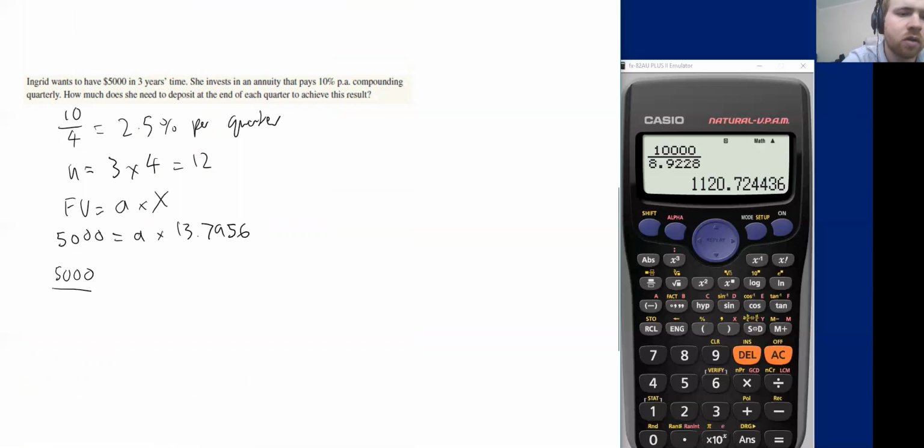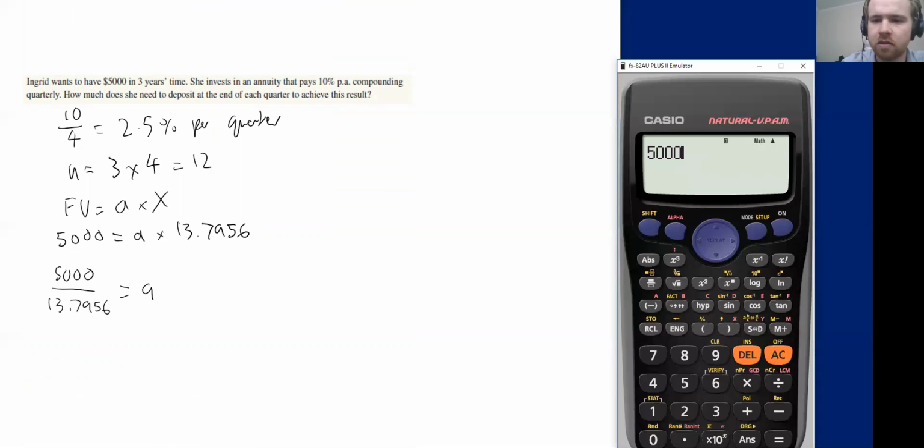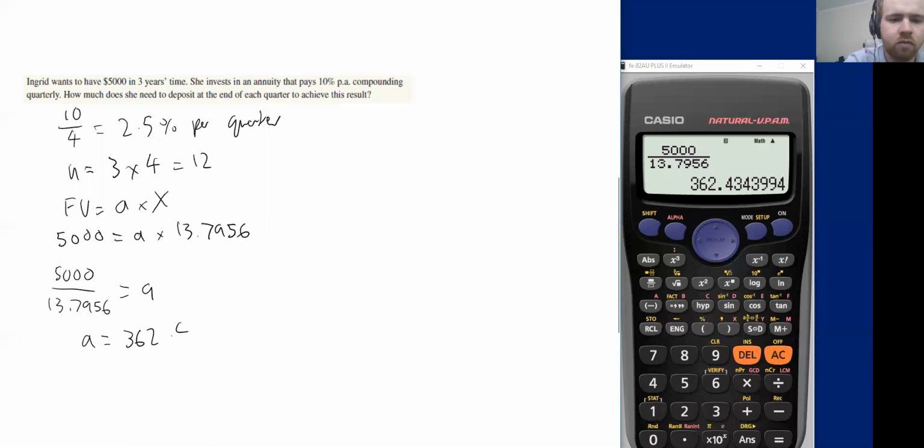5,000 over 13.7956 equals our annual contribution, which is going to be 5,000 over 13.7956. And that gives us our result. So A equals $362.43. That is the contribution that you have to make at the end of each quarter.